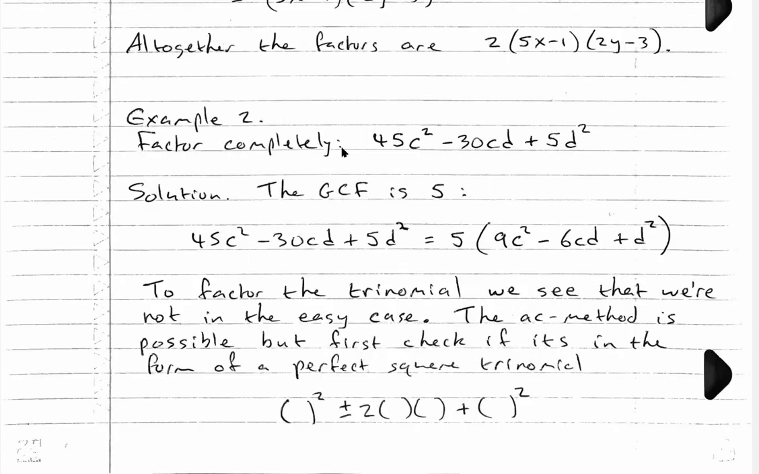Example 2. Okay, so factor this guy completely. Yeah, numbers ending in 5s or 0s have 5 as a common factor. And yeah, this is 5 times 9, 5 times negative 6, 5 times 1. So the greatest common factor is 5. Okay, so divide that out. You're left with 9c squared minus 6cd plus d squared.